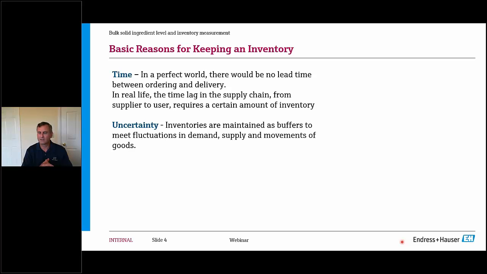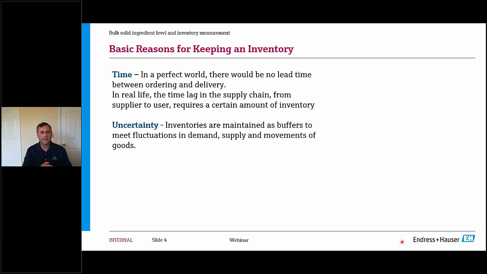Just some basic things here. Why are we keeping track of our inventory? In real life, there's always going to be a little bit of a time lag between when we order things and when it shows up. So we need to keep some inventory on hand. I know in today's economy, it's a lot about a just-in-time type of mentality or approach to things. But nevertheless, you do need to keep an eye on what you have on hand and when you need to reorder and so on.